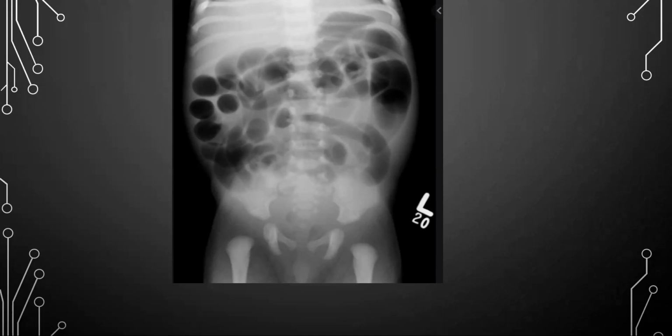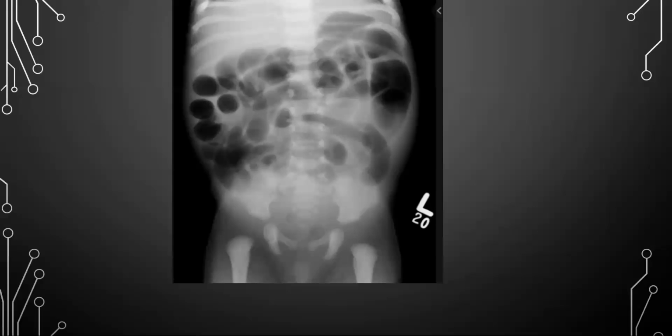You can see that there are white and black shadows. The white shadows indicate that there is air, and the black shadows indicate bones. Usually in the intestines there will be gray shadows. But can you make out certain black shadows which are rounded in the right side of the upper tummy? Yeah, I can see. Okay, so this indicates that there is some kind of obstruction in the tummy.